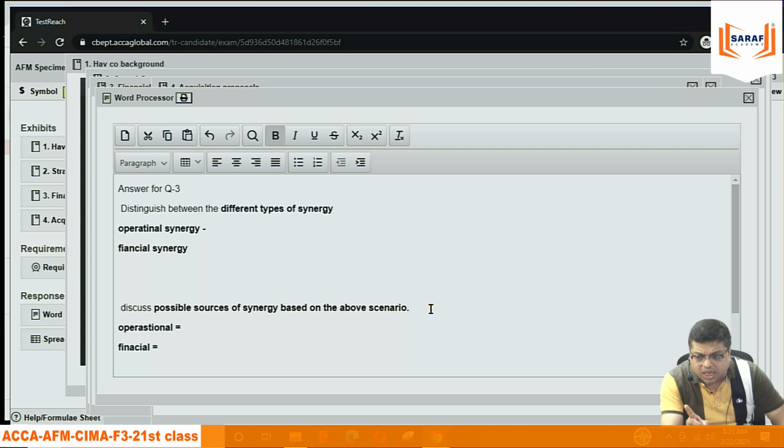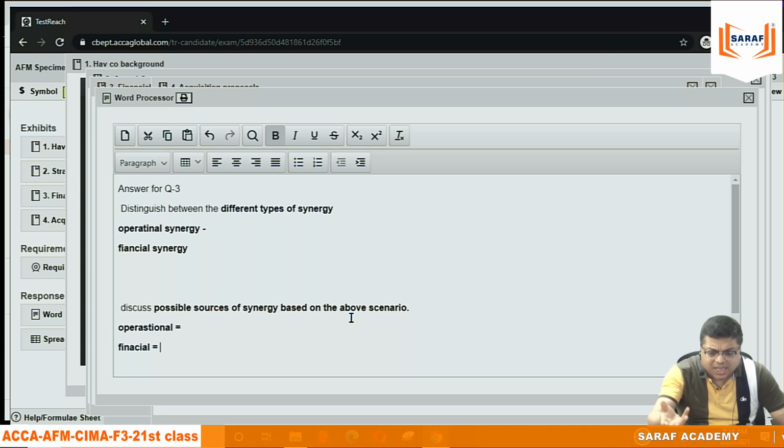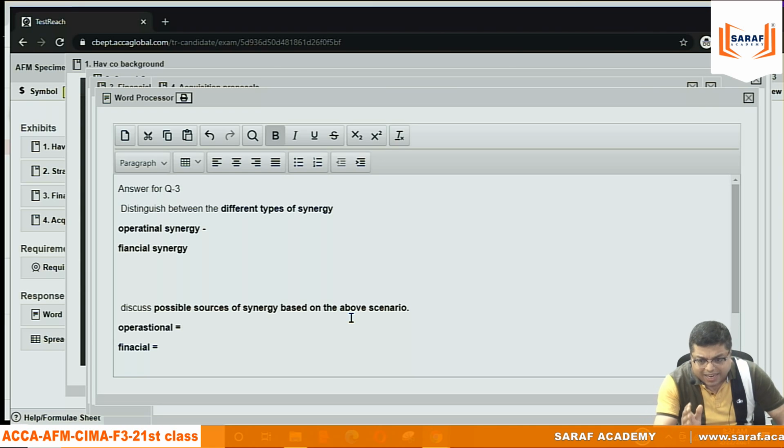The first question is of how much marks? Kitna number ka tha first question? 9 marks. So in 9 marks, what do you think? Are the different types of synergy and the possible sources of synergy equally marked? Like 4.5, 4.5, that it is different. मेरे को लगता है कि the first one slightly more than the second one, slightly 60-40.